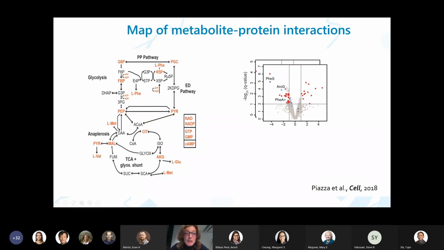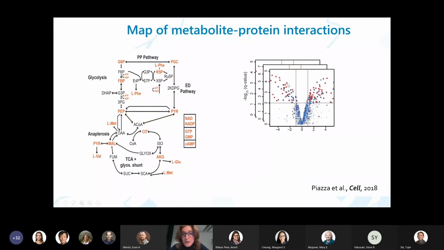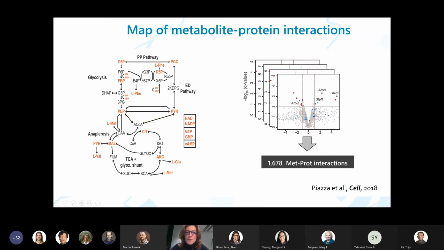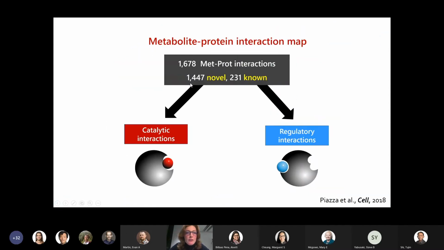Some metabolites were very specific. For example, this is the volcano plot for phenylalanine. Some were very promiscuous. For example, this is the plot, I believe, for ATP or GTP. And in total, we detected 1,600 or so interactions, of which 1,400 were new and about 200 something were known.